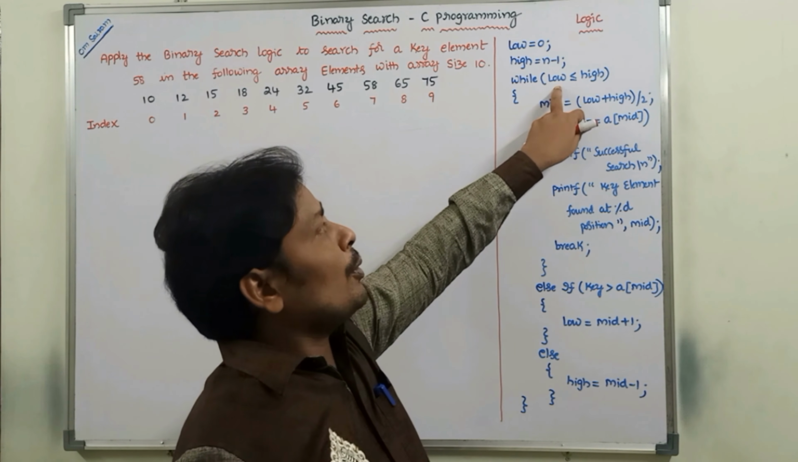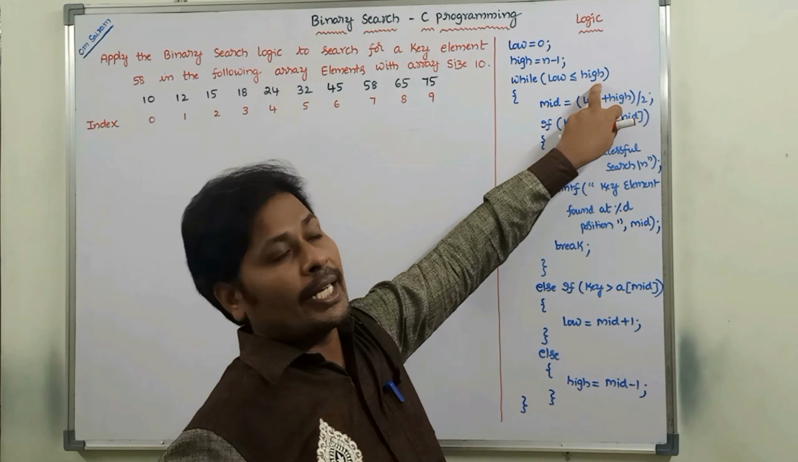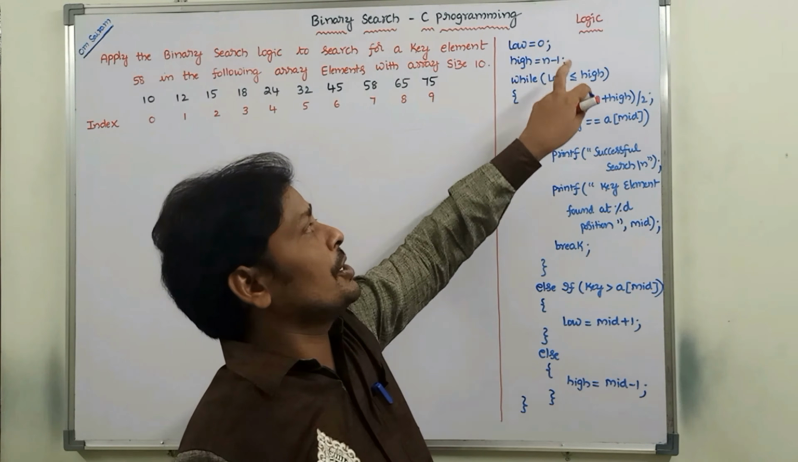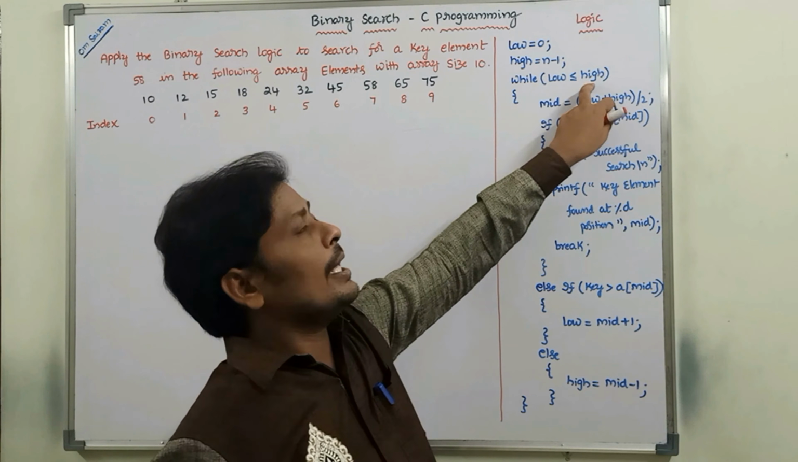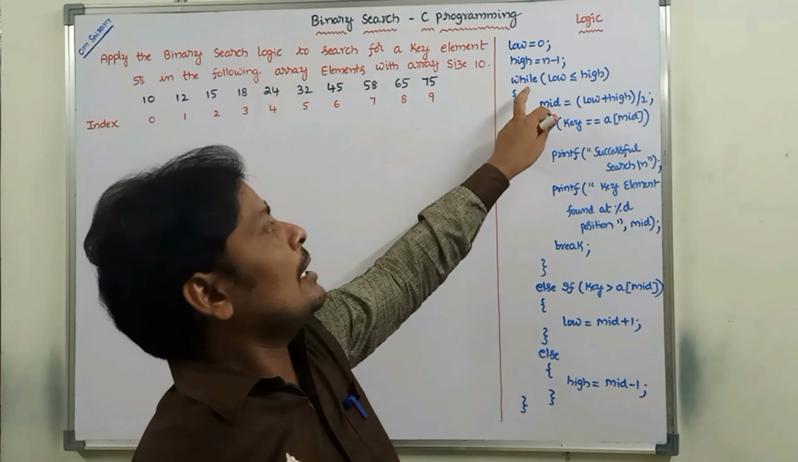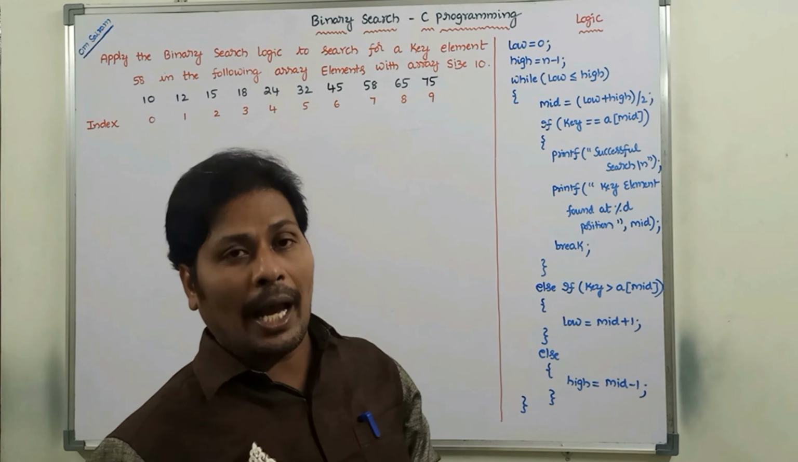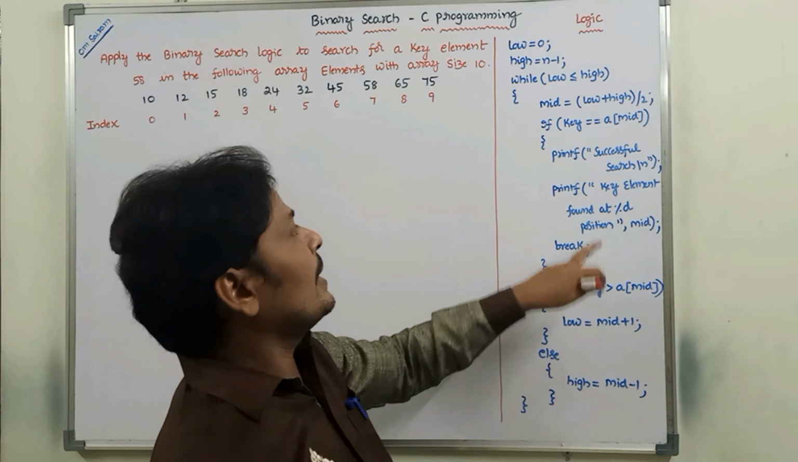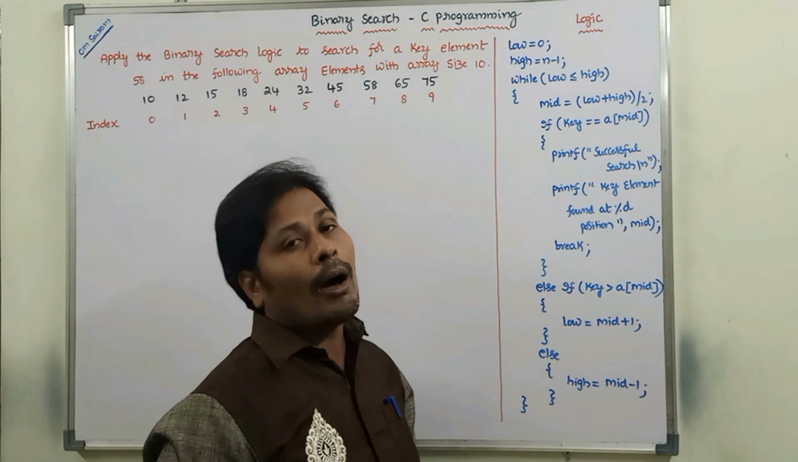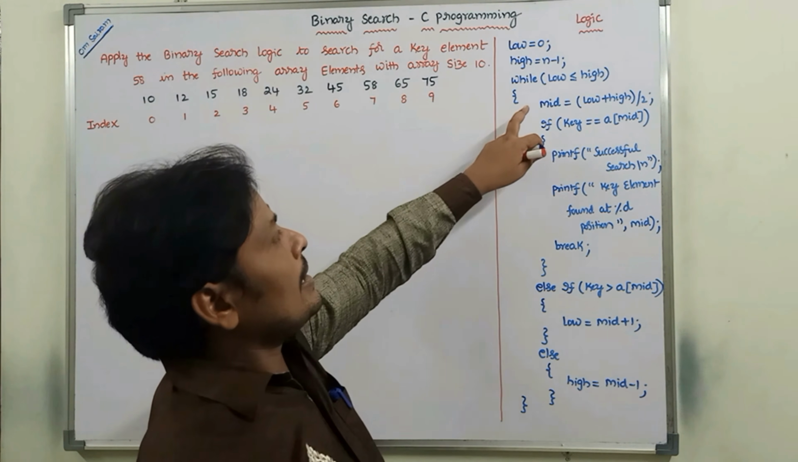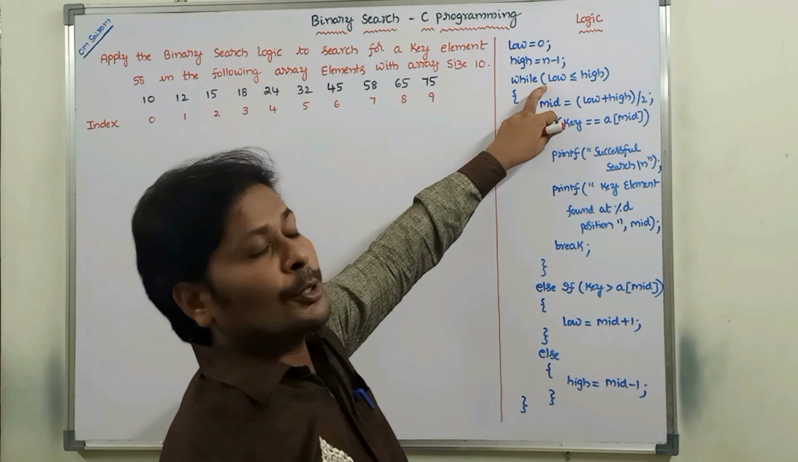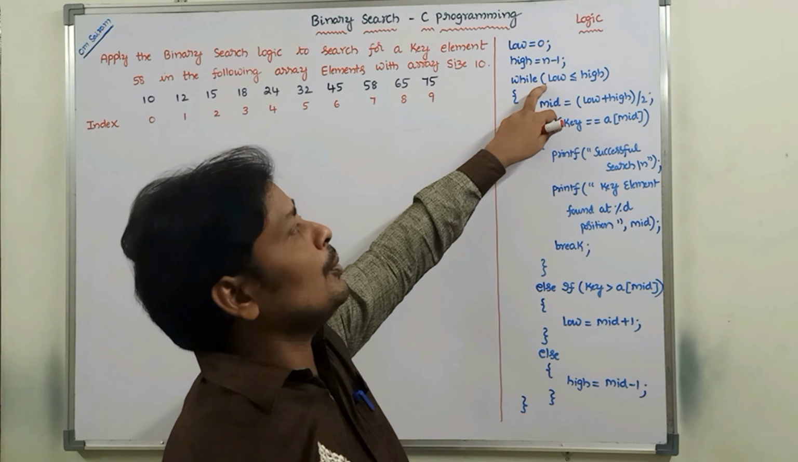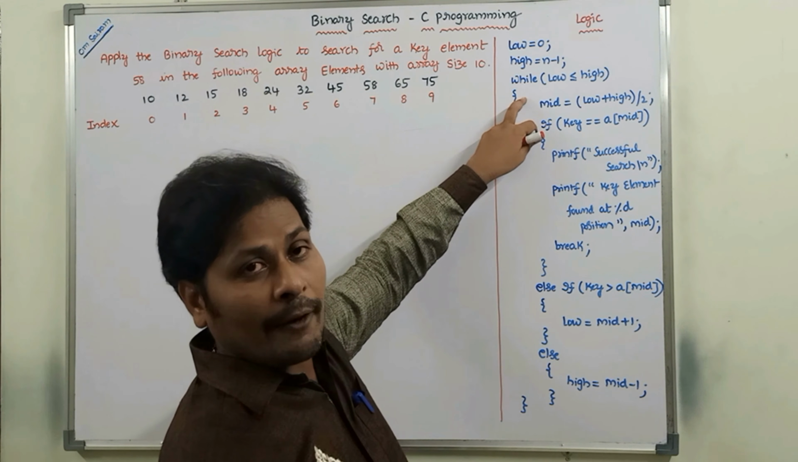So 0 less than or equal to n minus 1. Low index value is 0, high index value is n minus 1. While 0 less than or equal to high, if this condition is true, then the statements within the body of the while loop are executed. If the condition is true, then the control goes to the body of the while loop.